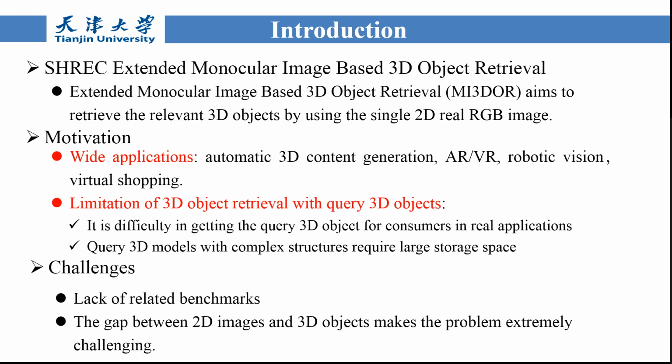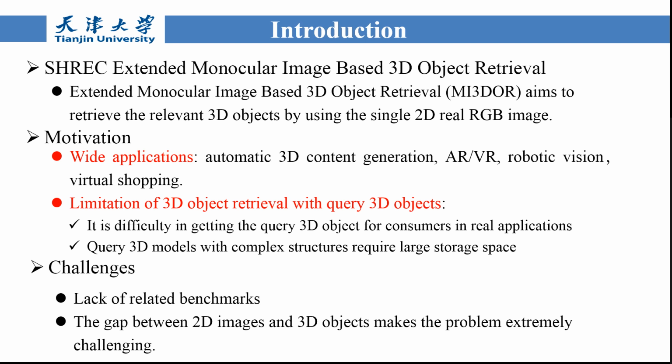This track aims to retrieve the relevant 3D objects by using the real RGB image. The motivation for this track is that it has wide related applications such as automatic 3D content generation, augmented reality, virtual reality, and so on.